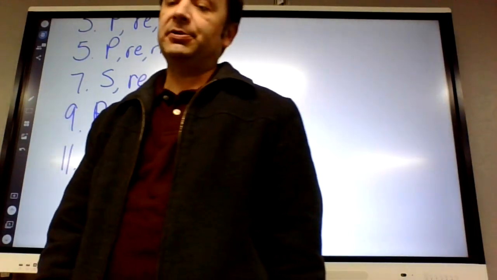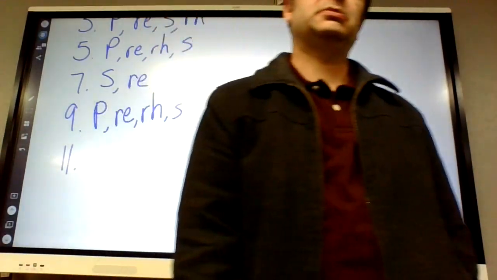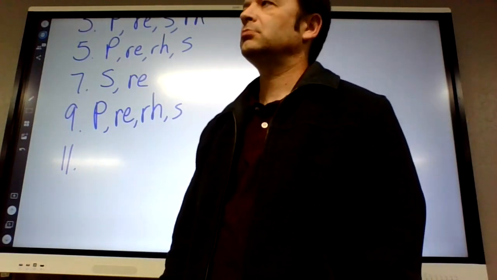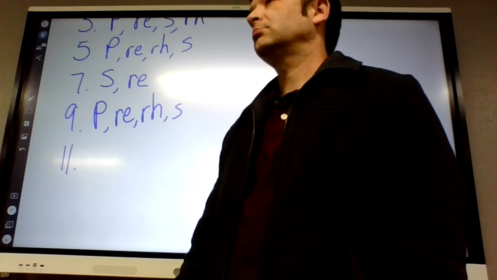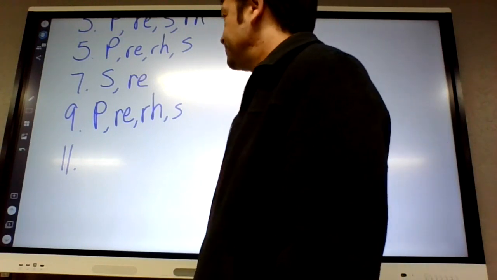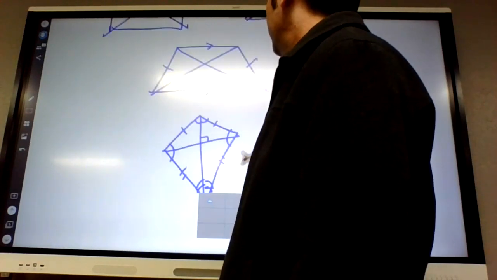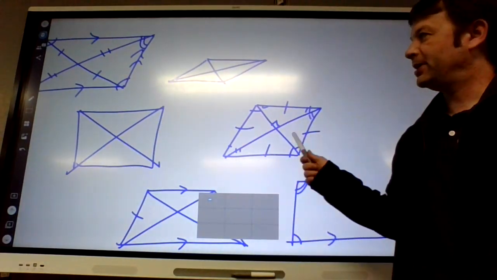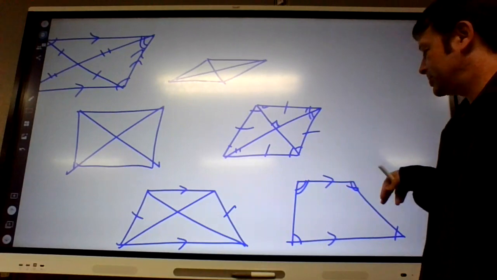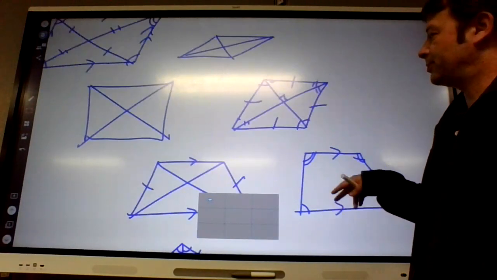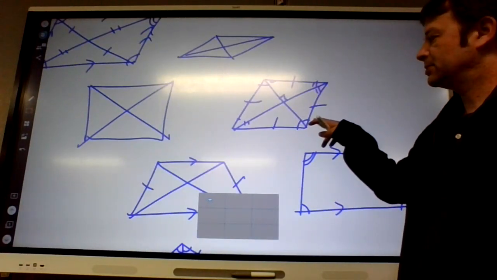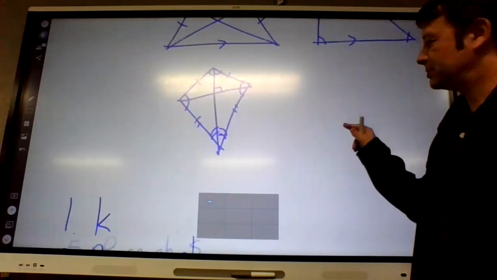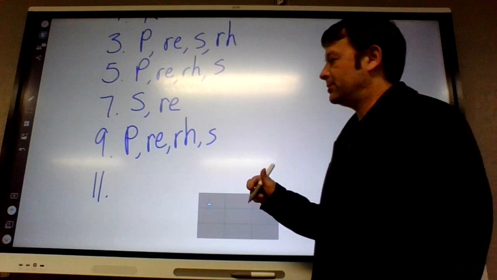Number 11, diagonals are perpendicular. That's a trapezoid? No. Let's go back to my drawing at the beginning. Diagonals are perpendicular in a rhombus. And if it's true for a rhombus, what else is it true for? Square and kite. So rhombus, square, and kite.